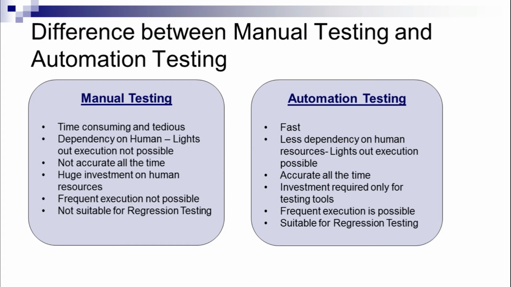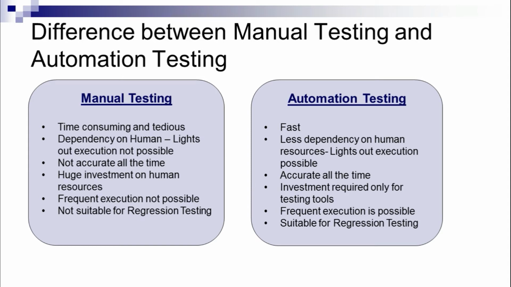Dependency on humans. Lights out execution not possible. That means if I have to do manual testing, then I need some human to do that. Whereas in automation testing, everything is already coded. All you have to do is run the test suite. The knowledge that you need to run a test suite would just be a few steps, which anybody can do. Not only the tester, but anybody literally.